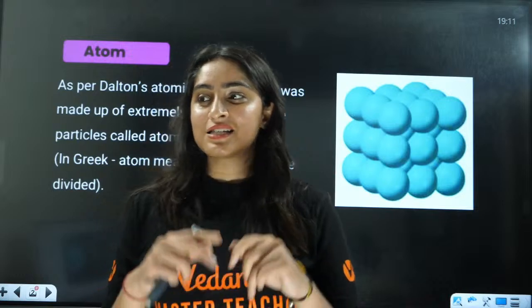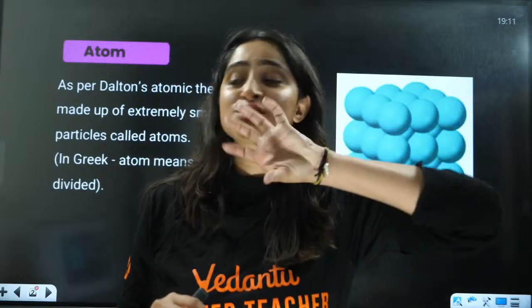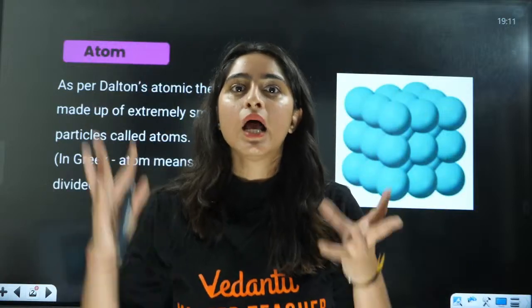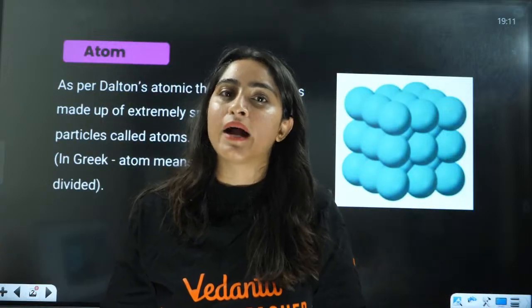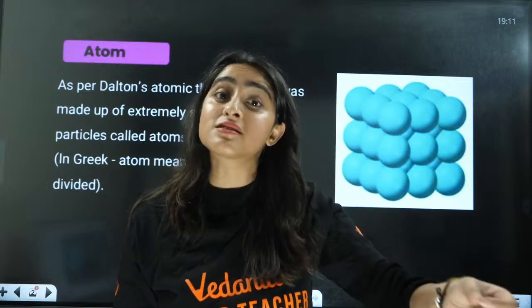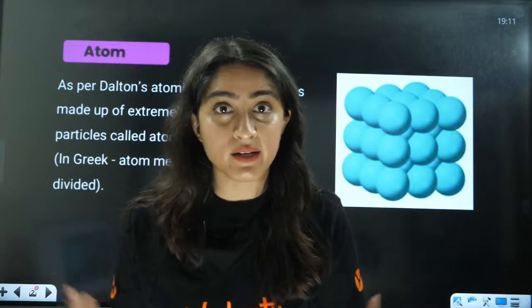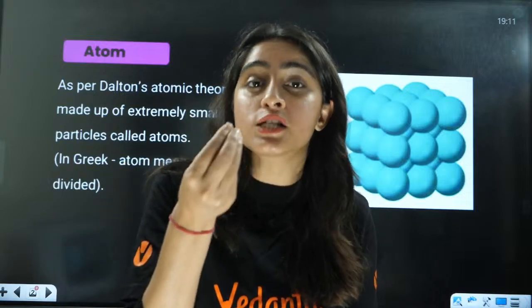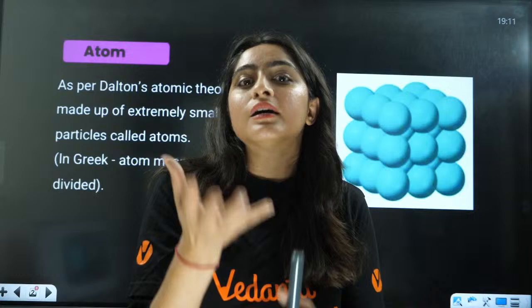Perfect. Okay, so let us start. So first thing that we have is atom. We have that matter, right? Matter, everything around us is matter. Everything around us that has space, that has volume, is matter. So in that matter, you have atoms, right? The tiniest particle, that is called the atom.